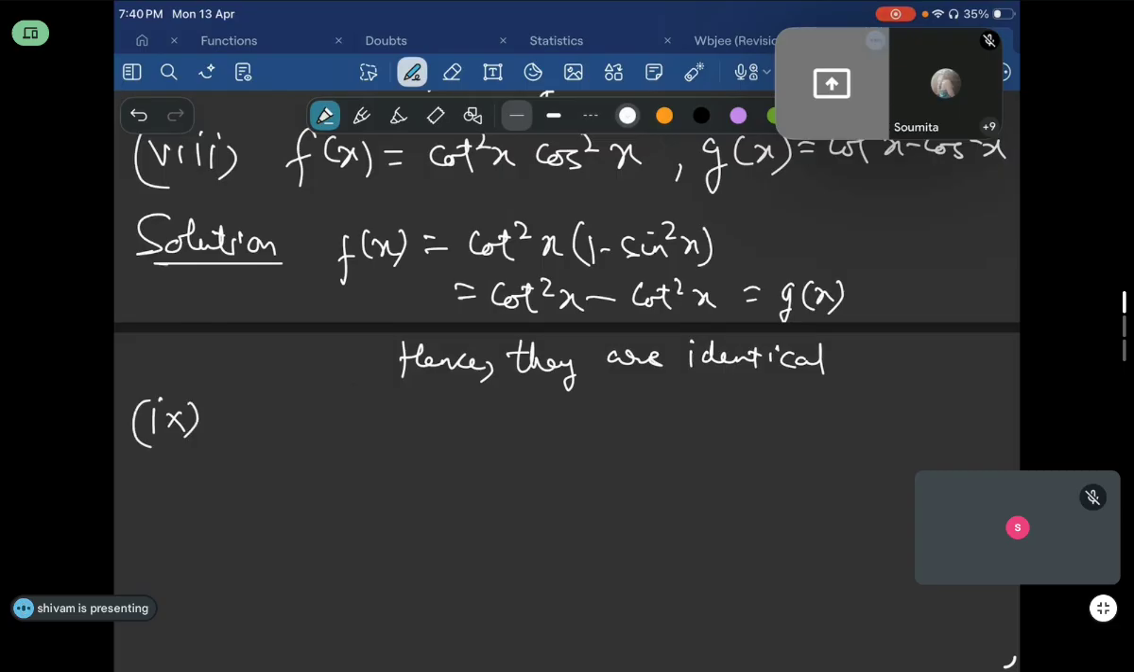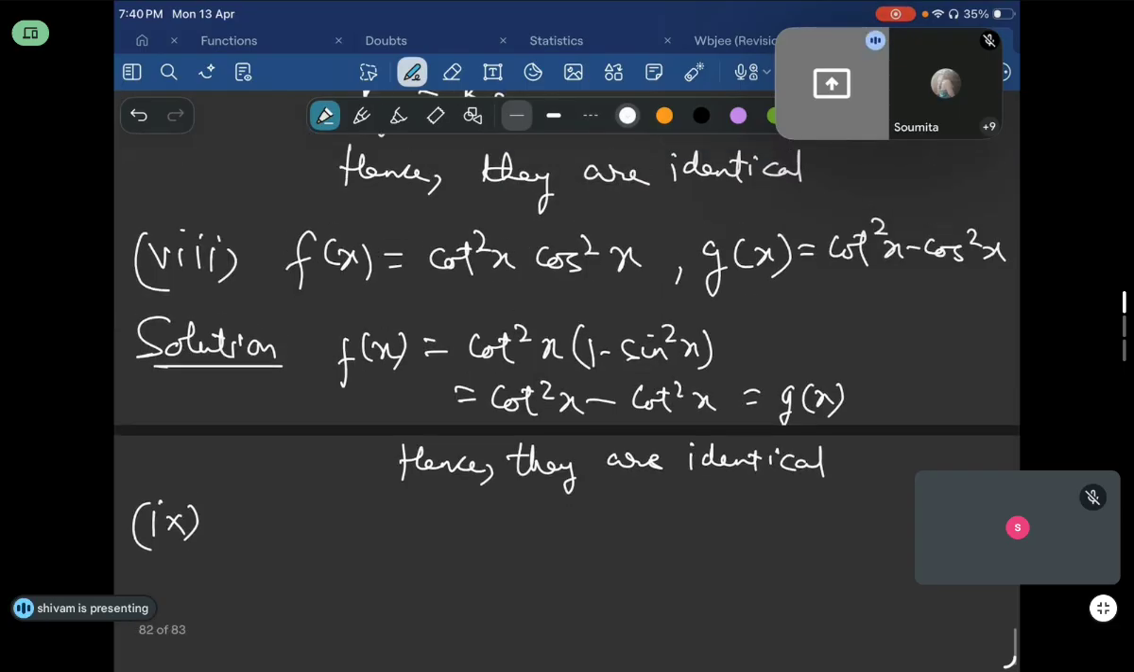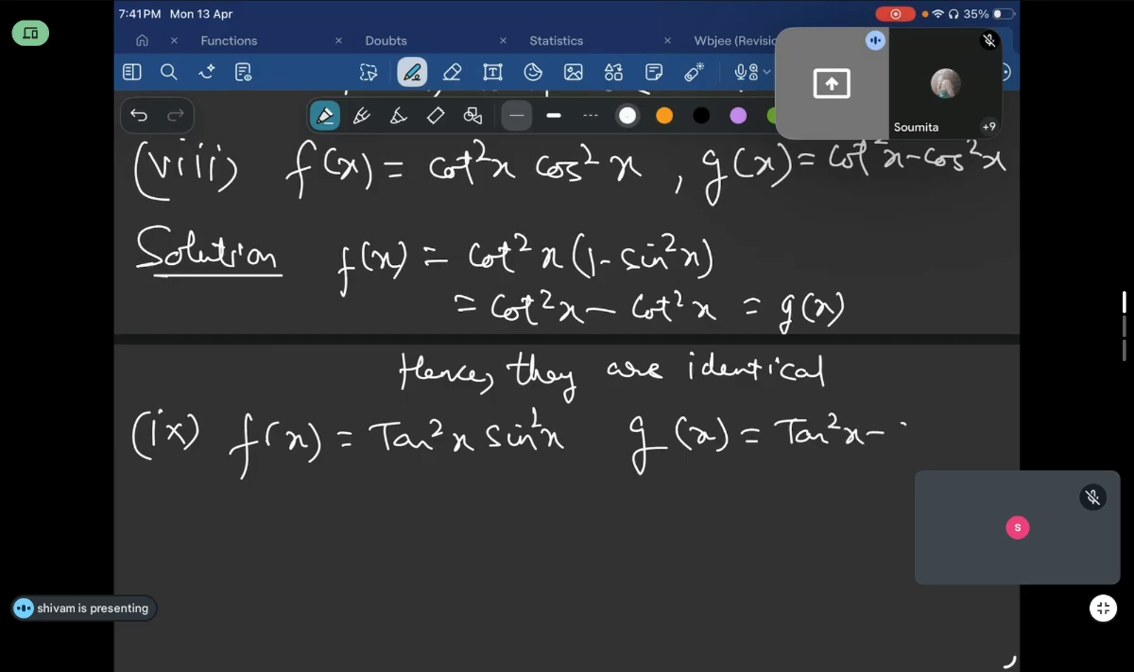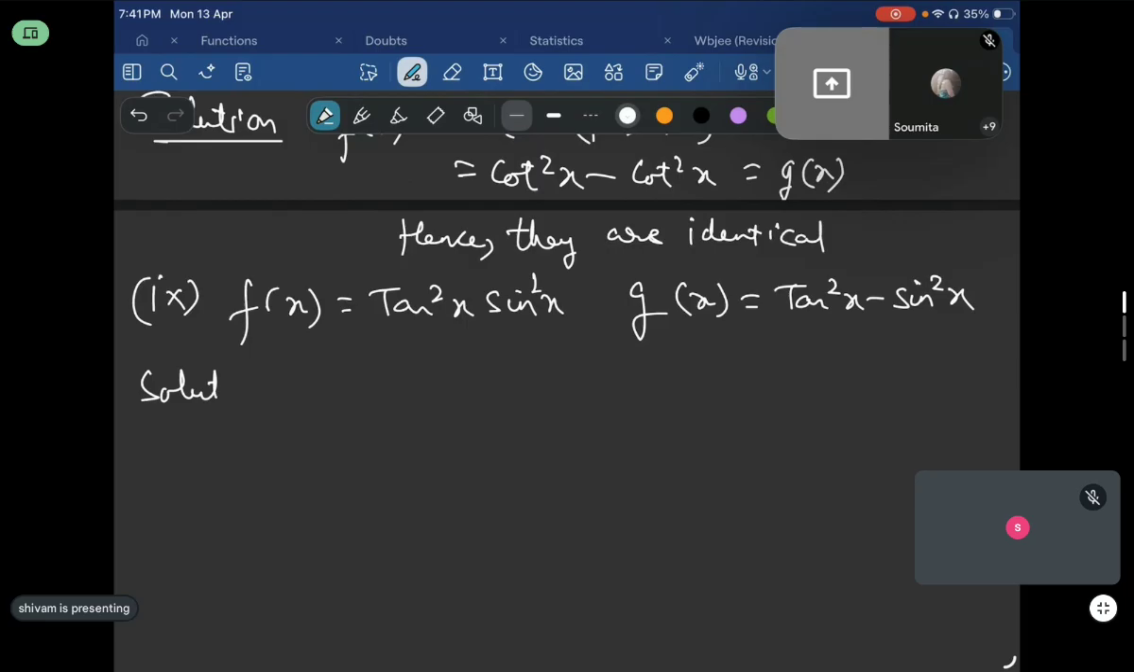Number 9. Raise your hand, everyone. Similarly, f of x is tan square x into sine square x. The other one, g of x, is equal to tan square x minus sine square x. Tell me, are they identical? Raise your hand.